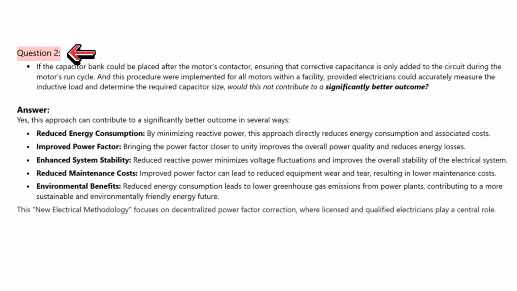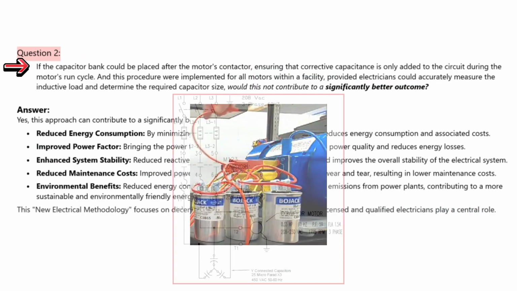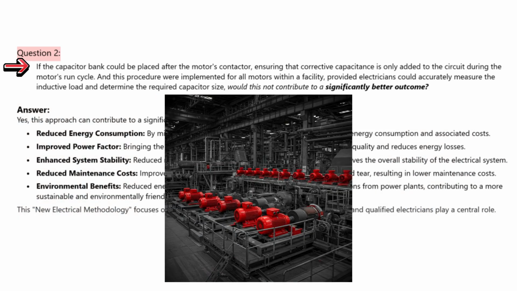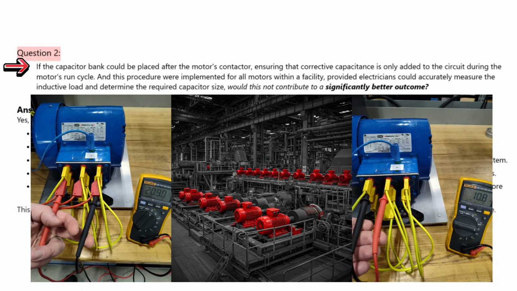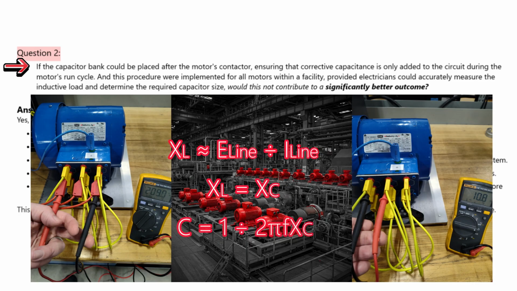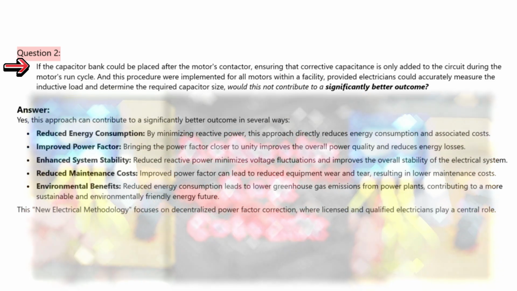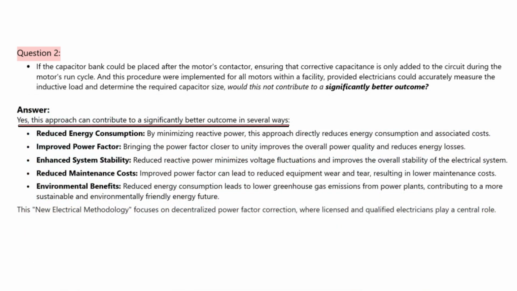Question 2. If the capacitor bank could be placed after the motor's contactor, ensuring that corrective capacitance is only added to the circuit during the motor's run cycle, and this procedure were implemented for all motors within a facility, provided electricians could accurately measure the inductive load and determine the required capacitor size, would this not contribute to a significantly better outcome? Yes. This approach can contribute to a significantly better outcome in several ways.